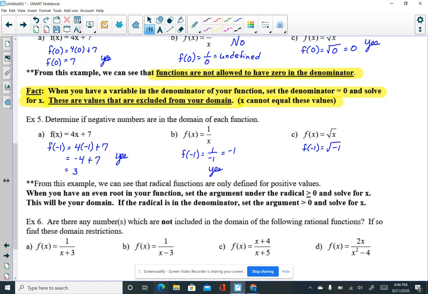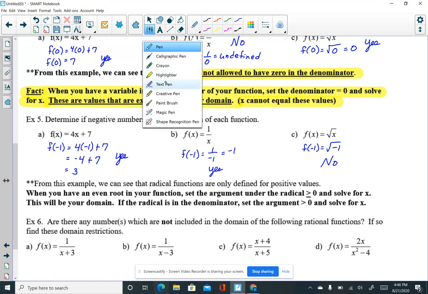Technically, this is referred to as an imaginary number. We'll talk more about imaginary numbers as we move forward in this class, but for now, the takeaway should be that underneath your radical, underneath the square root, you cannot have negative values. So here we'll say no, negative values are not allowed.